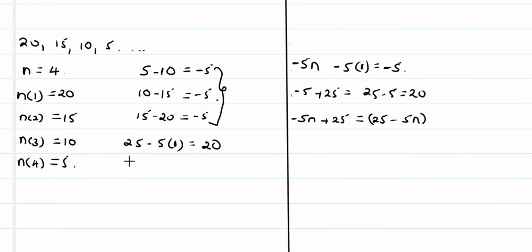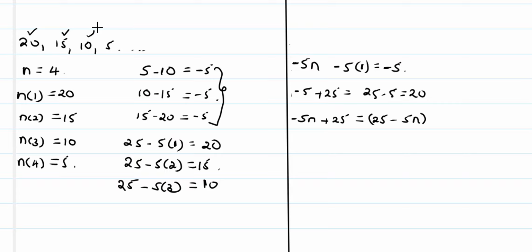How about the second term? We take 25 minus 5 times our second term. So it becomes 25. 5 by 2 is 10. So 25 minus 10 is 15. And 15 is our second term. So correct. Then we go to the third term where we have 25 minus 5 times the third term, which is now 5 by 3 is 15. So 25 minus 15 is 10. And 10 is our third term.